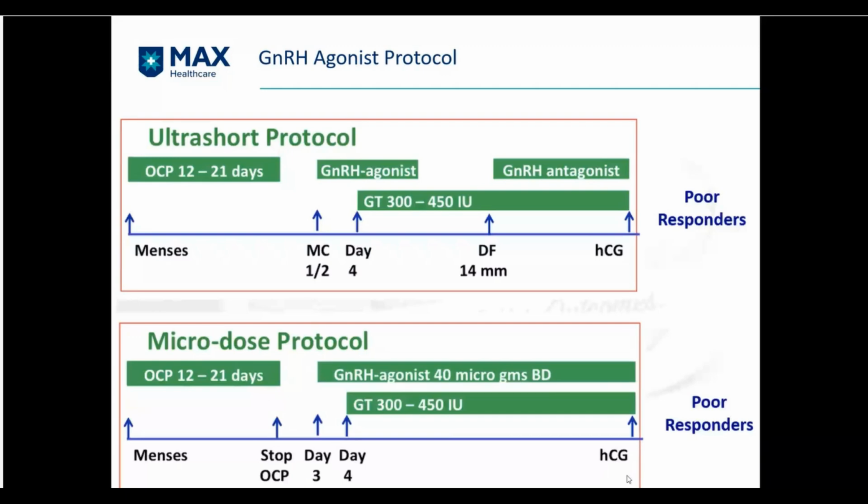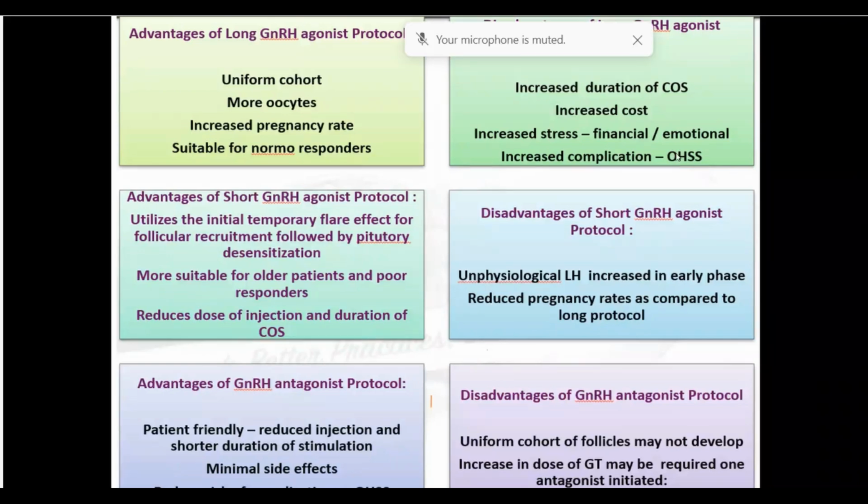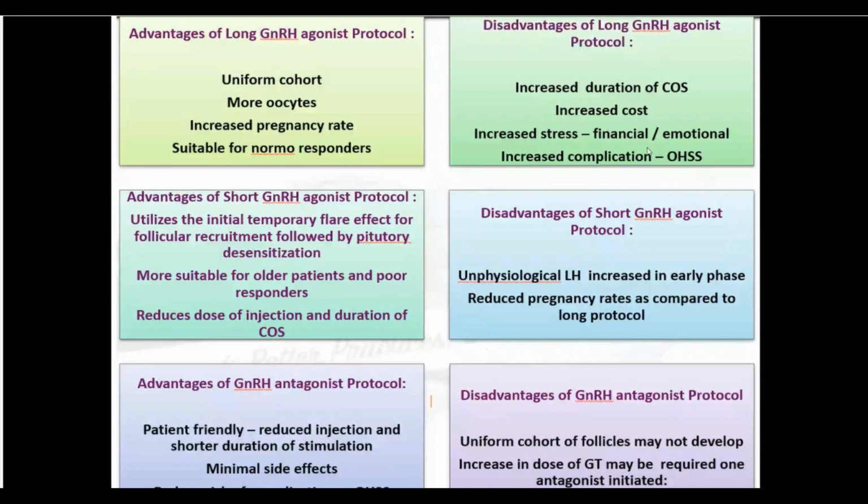Now coming to the advantages of the long GnRH protocol. The synchrony obtained with the long GnRH protocol is very good. All the follicles that we see on day 2, day 3 are of very small size. They are all almost of equal size. More oocytes are retrieved, the pregnancy rate is increased, however it is suitable only for normoresponders. The disadvantages of the long agonist protocol are increased duration, increased cost, and especially we cannot use it in hyperresponders because of the risk of ovarian hyperstimulation syndrome.